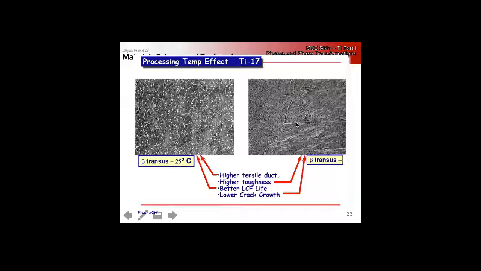We've got balancing effects that we have to think about. Higher tensile ductility in this one. Why? We've got colonies that are well aligned. We've got nice regions of alpha.